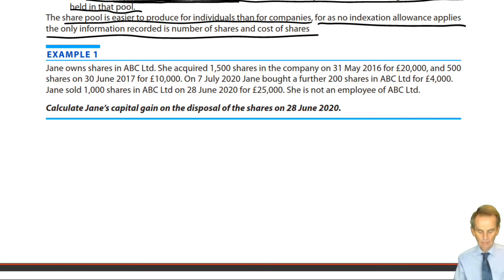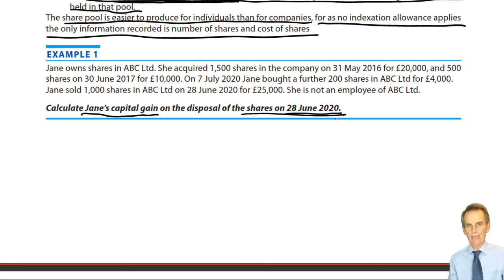Okay, let's see how we fared with this one, therefore. What do they want us to do? Calculate Jane's capital gain on the disposal of the shares, and that disposal of the shares was on the 28th of June 2020. Always the first thing you want to identify as regards a capital gains calculation, a capital gains exercise, is what was it sold for? What was sold and at what point?